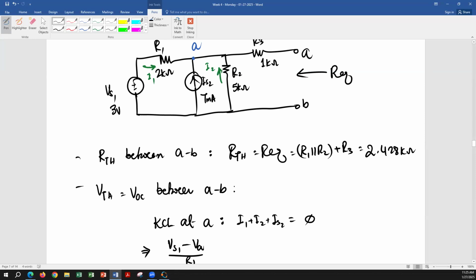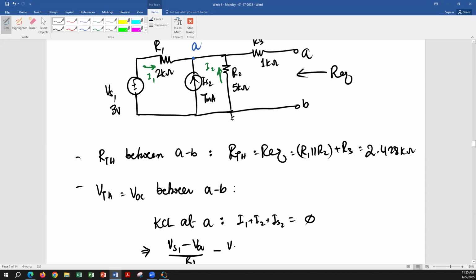I2, this is I2 right here. This is I2 going in R2. What will be I2? There's a little bit of issue over here. Look at the direction of current. Yep. So, assuming this is ground, 0 minus VA over R2.